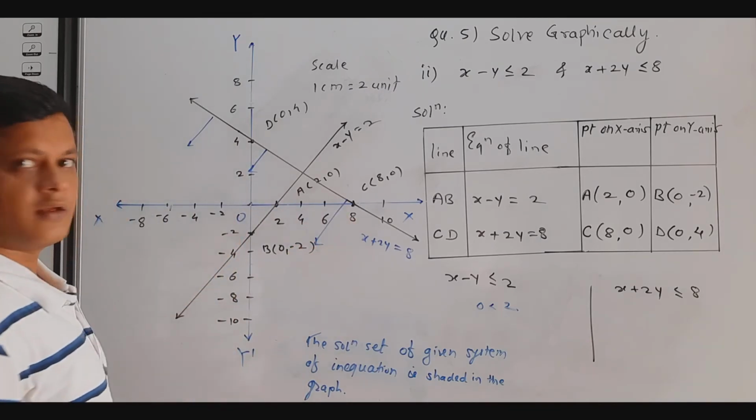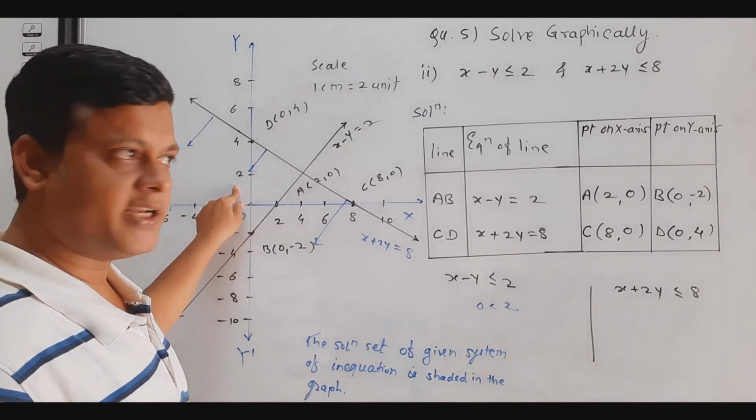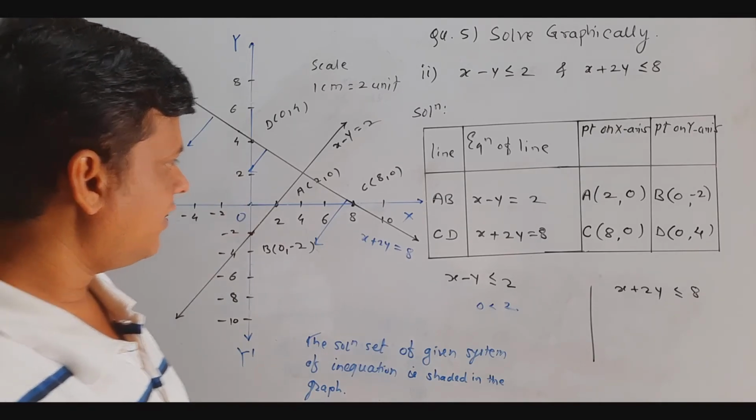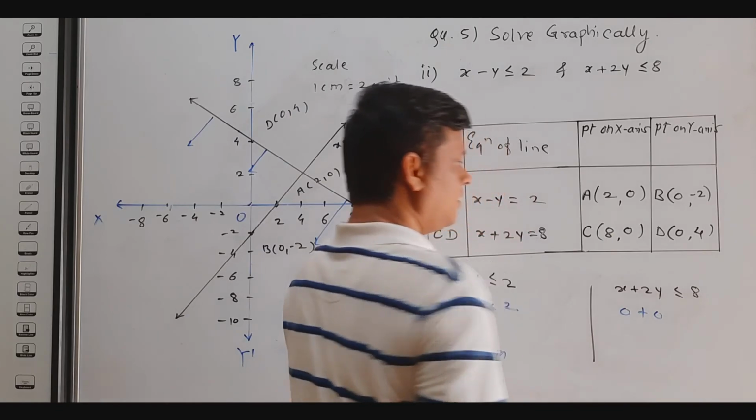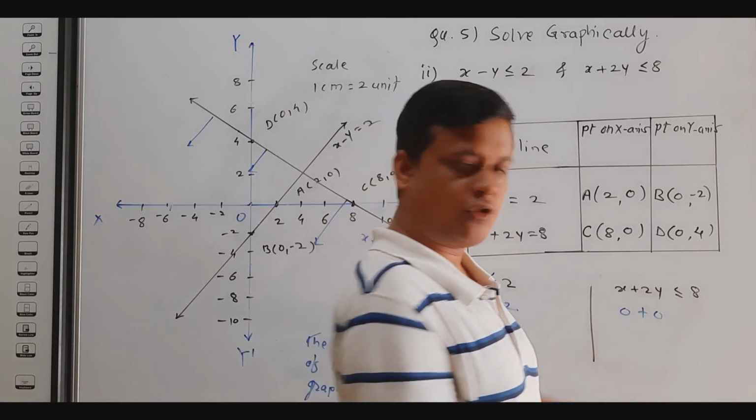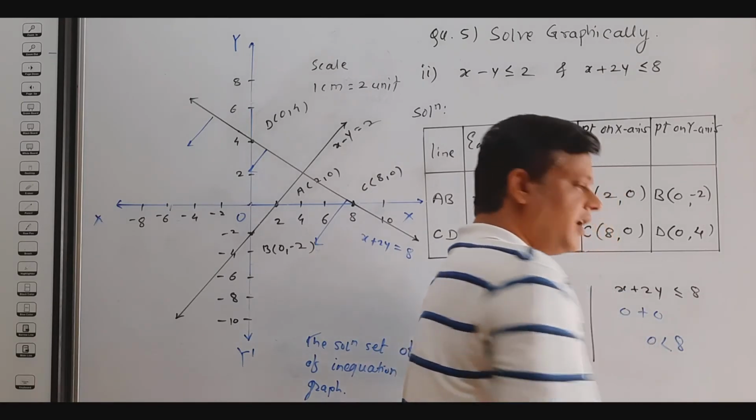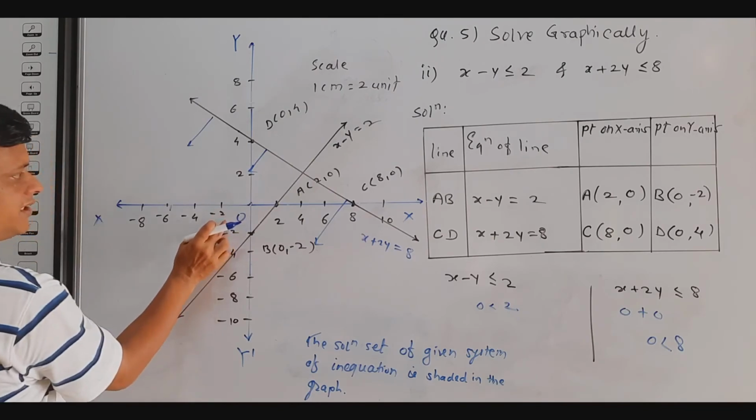So we mark only 3 arrows because we require a shaded region. So first we shade by 3 arrows. Then we check the second inequation. In the second inequation, x plus 2y, that is 0 plus 0, is 0. So here 0 is less than 8. Again the condition is satisfied. So for this also we mark towards the origin.